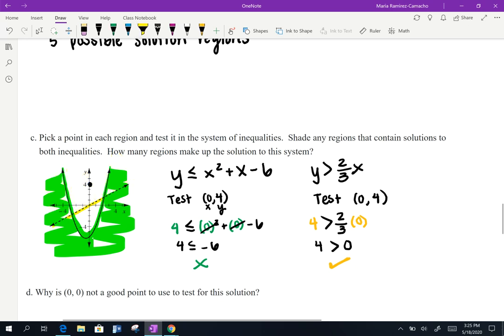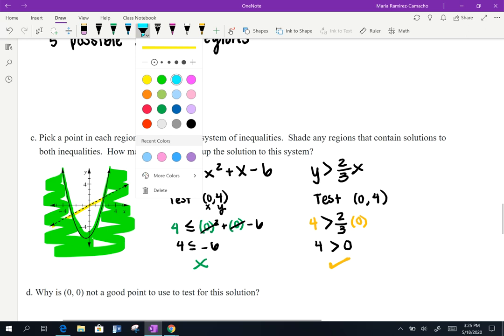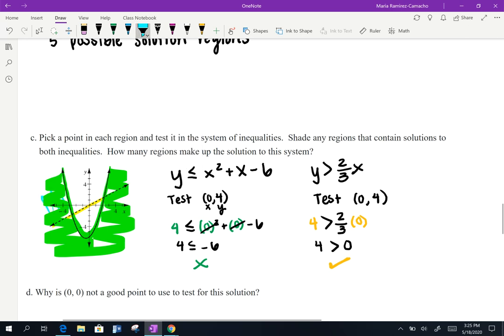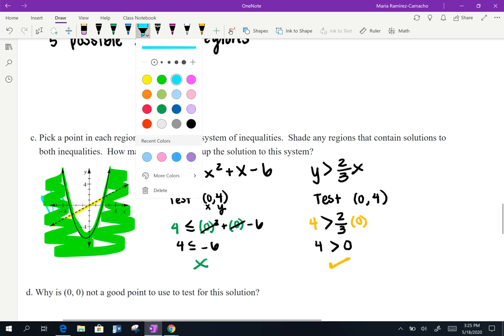Okay, maybe let's pick a different color because you can't really see the overlap. Let's pick this bright blue. Okay, really? We're not going to see it overlap? How weird.